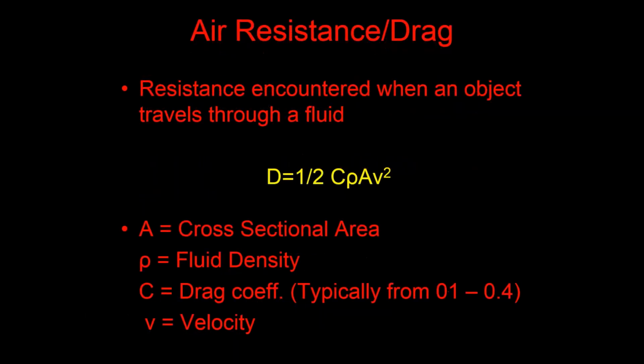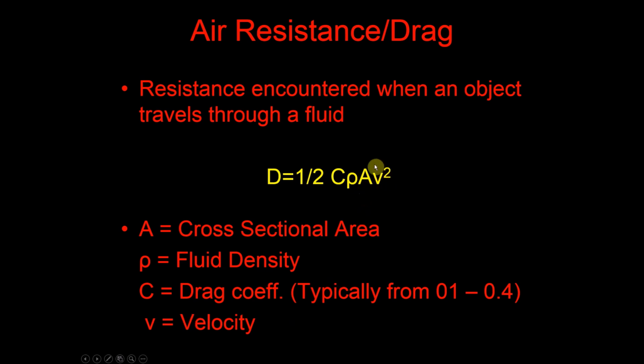And the resistance that's encountered when an object moves through a fluid is given by this particular formula. The drag, D, is going to be equal to 1/2 C rho A v squared. A is the cross-sectional area of your object. Rho is the fluid density, or the density of air for the situations we've looked at. C, now this is why we haven't put this in here, is a drag coefficient, typically from 0.1 to 0.4 for most objects. And v is how fast your object is traveling.